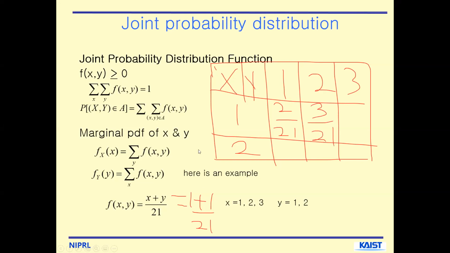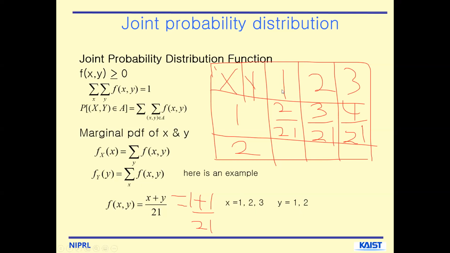And when I plug in x equal to 3 and y equal to 1, like I said, you're actually going to have 4 divided by 21. And you can fill up the other one. So all what I'm trying to tell you right here is that you can actually construct a table based on the equation given. Like I said, the first one that I did, this is the values of x, and these are the values of y. 1, 2, 3 for x, 1, 2 for y.